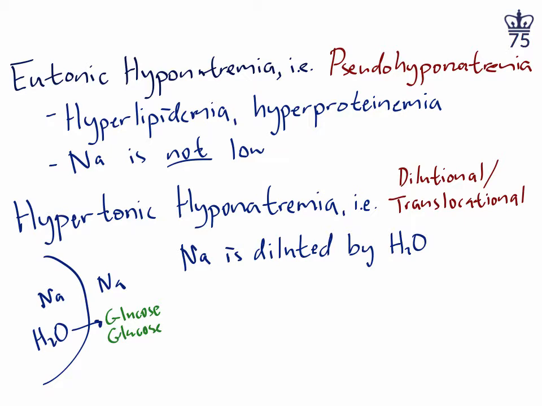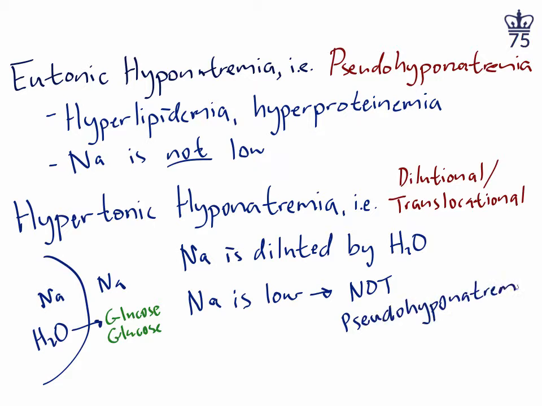Many people incorrectly refer to this as pseudohyponatremia, which it is not. The sodium concentration really is low because it has been diluted by the movement of water. However, the plasma tonicity is not low because the decrease in serum sodium is made up for by other effective osmoles, those that drew water out of cells in the first place.